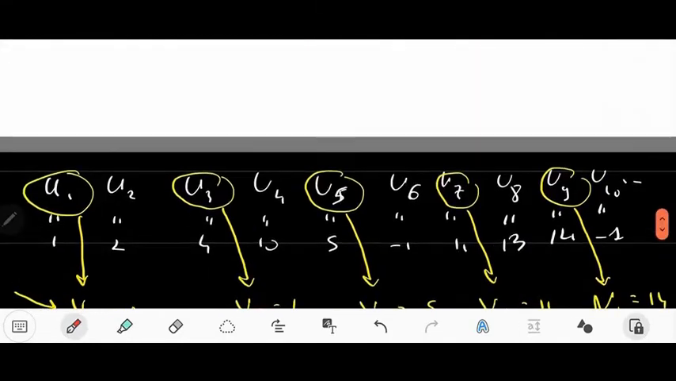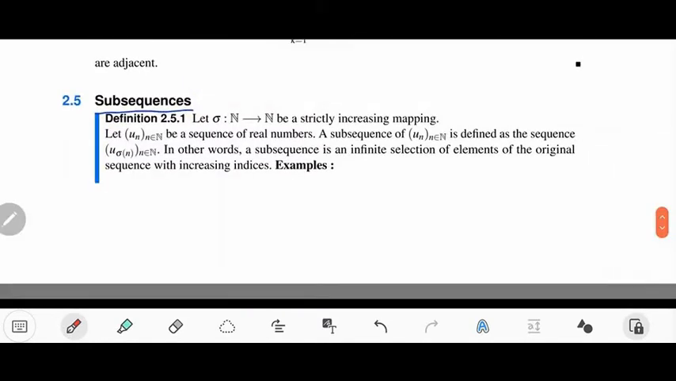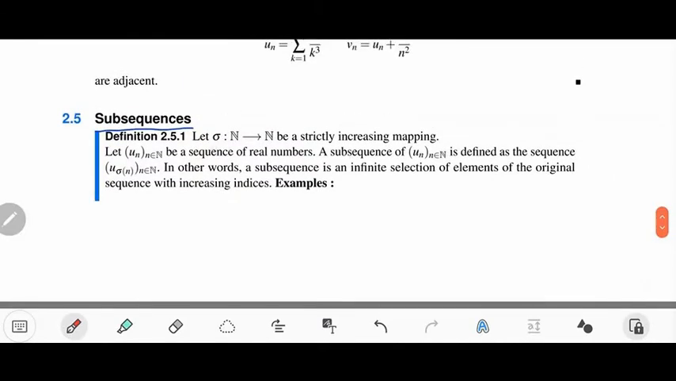Okay, so back to the course here. Let sigma be a strictly increasing mapping, strictly increasing, so we are not choosing a term twice. Let Un be a sequence. A subsequence of Un is defined as the sequence U sigma n, so what I called V n in my example, so it's U sigma n. In other words, a subsequence is an infinite selection of elements of the original sequence with increasing indices.